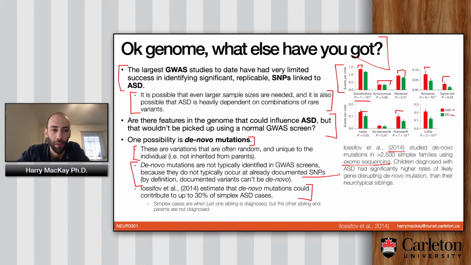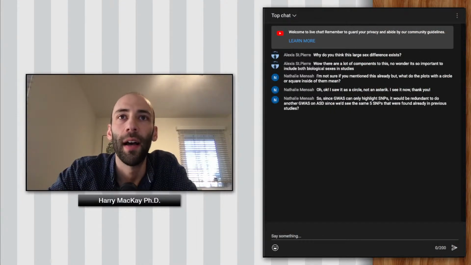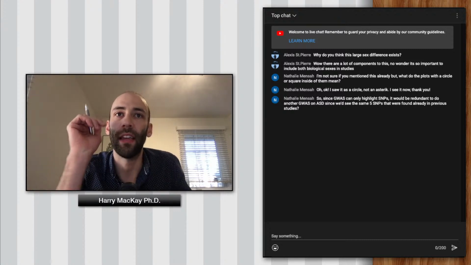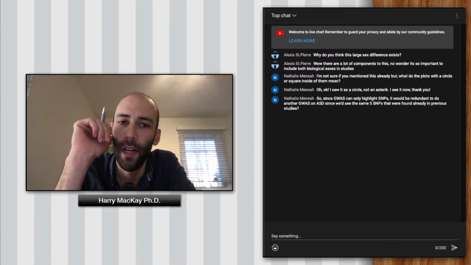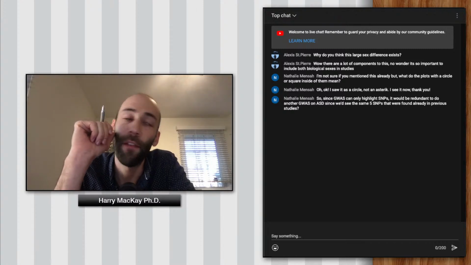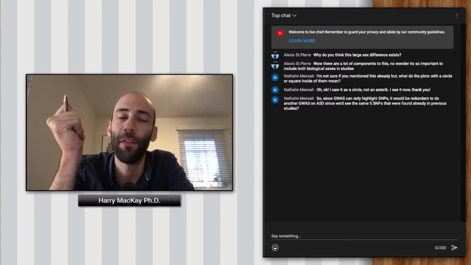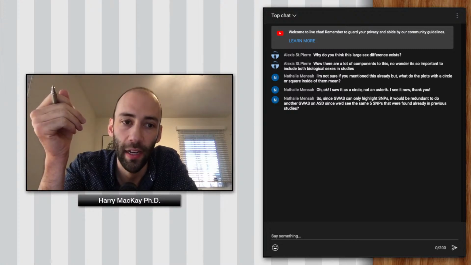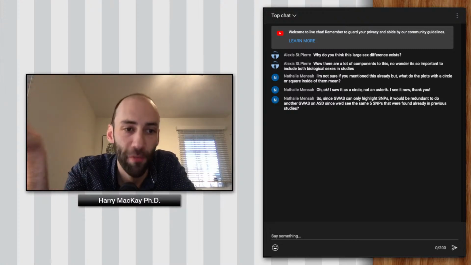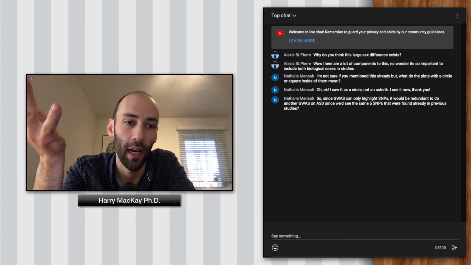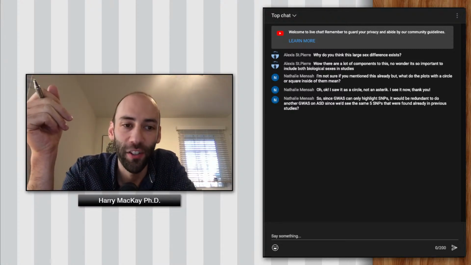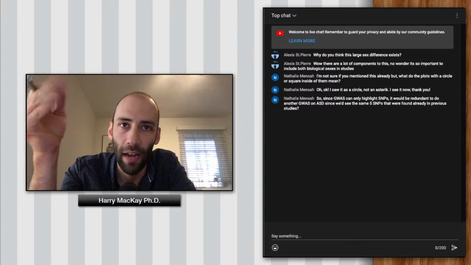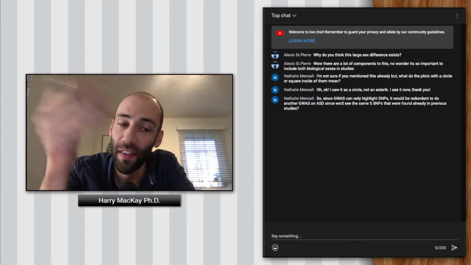Let me just go back to the chat for a minute here. So Nathalie asks, since GWAS can only highlight SNPs, it would be redundant to do another GWAS on ASD, since we'd probably see the same 5 SNPs that were found before. That's probably true. The one point I would make is, if you were to go to a different population, for example, look in Africa, or look in Asia, or look in the Pacific Islands, or look pretty much anywhere other than Europeans, you would probably find new variants that we didn't find in the past one, or maybe you'd find the same ones over again.